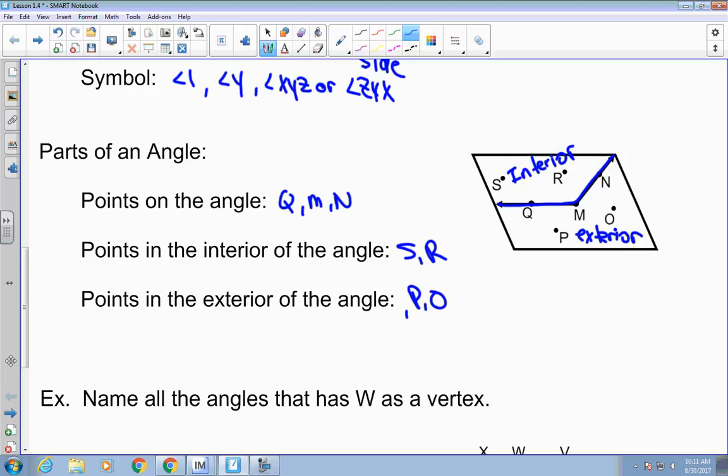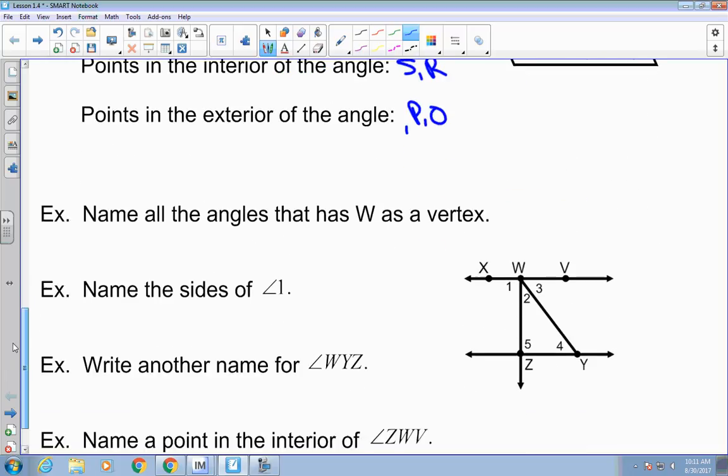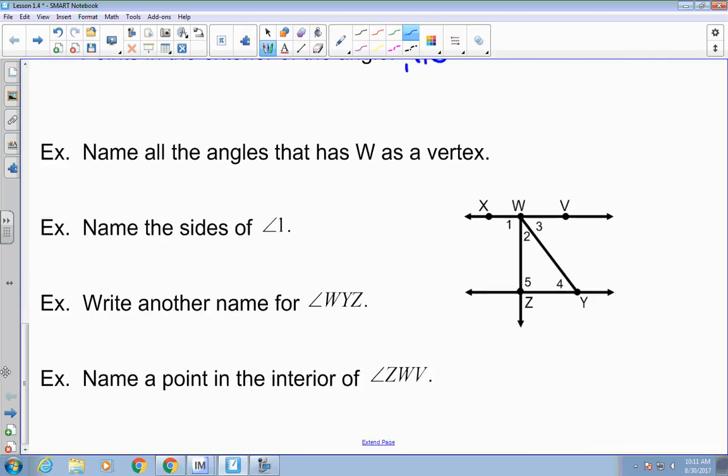So here's a few questions about a different picture. And the first thing says, name all the angles that have W as the vertex. So, I come over here and I'm going to put a little dot on W. And I want all the angles that have W as the vertex. Okay, so angles 1, 2, and 3, remember you got to put a little angle symbol in front of it. Angle 1, angle 2, and angle 3.